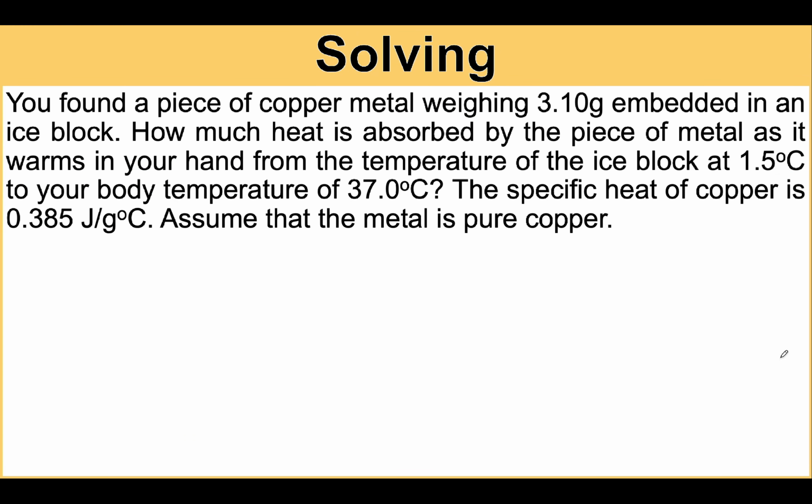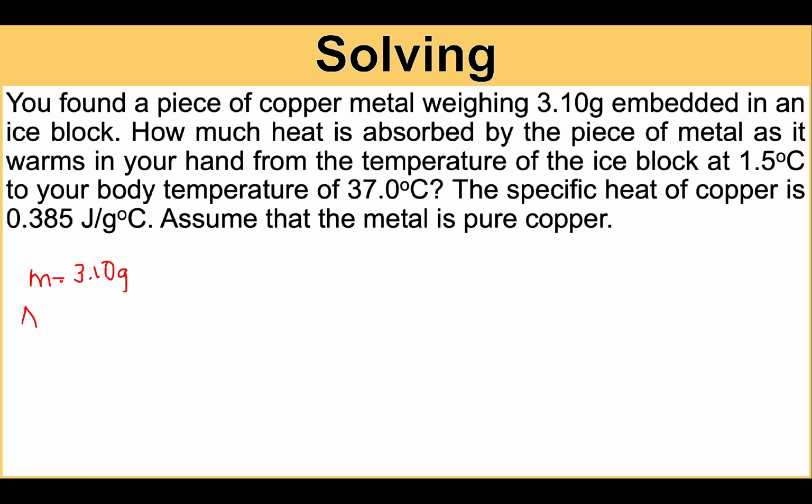You found a piece of copper metal weighing 3.10 grams embedded in an ice block. How much heat is absorbed by the piece of metal as it warms in your hand from the temperature of the ice block at 1.5 degrees Celsius to your body temperature of 37.0 degrees Celsius? And this is the constant. Okay, so first you have to write the given. So you have a mass of 3.10 grams.